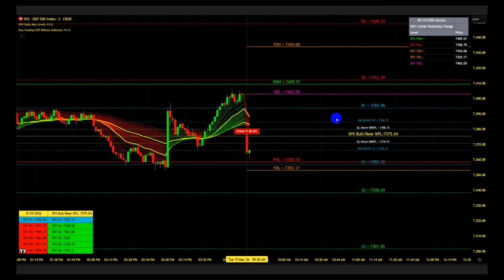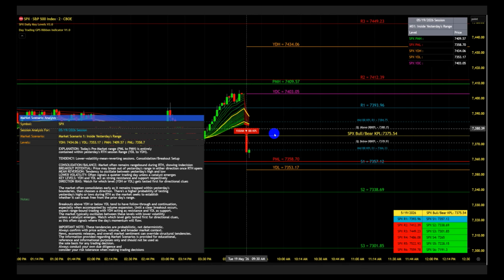And on that same first tick of the 9:30 a.m. market open, the indicator also identifies the day's market structure scenario. Today, for May 19, 2026, the market structure scenario is 1, inside yesterday's range. That one classification immediately tells you the type of price behavior, volatility, and reactions to expect throughout the session.